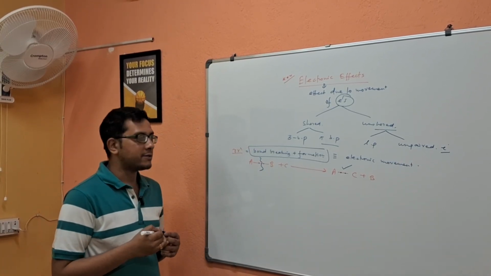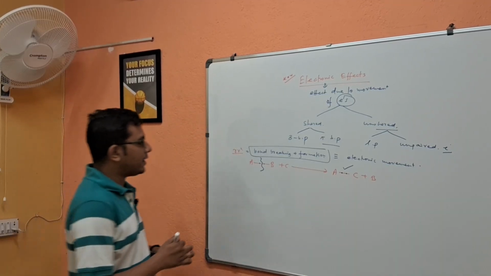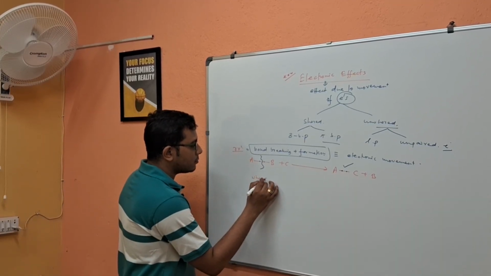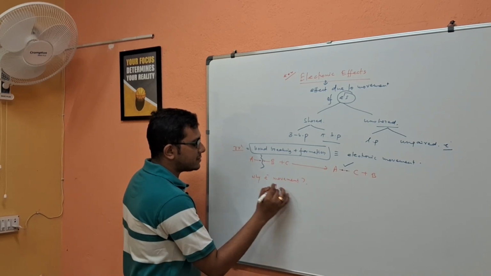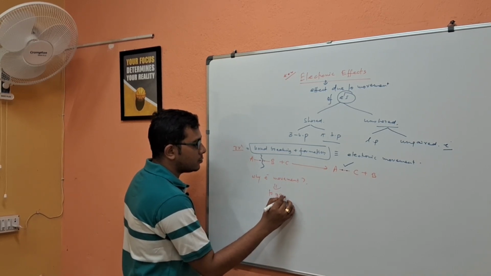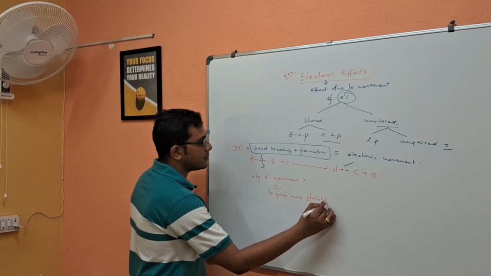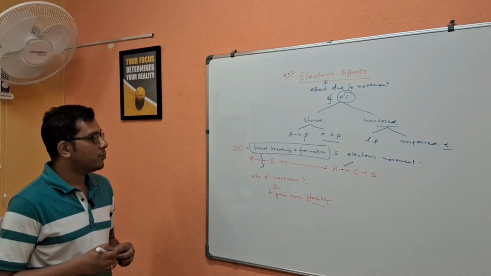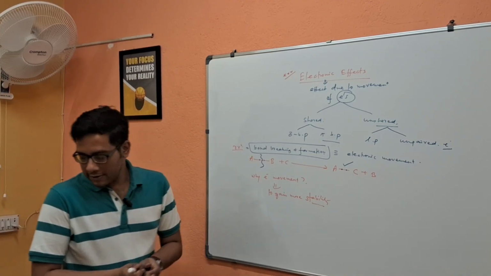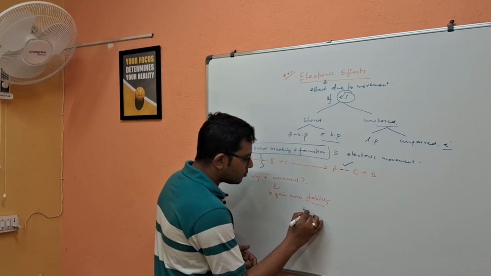Now, you can ask me, why should this electron move? Why electronic movement? The simple answer is to gain more stability. Yeah, that's correct. So whatever is happening, that is happening to gain more stability. Now the next question you can ask, how will they gain more stability? How?